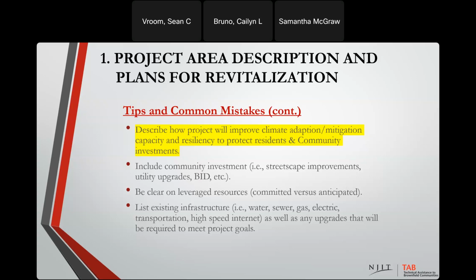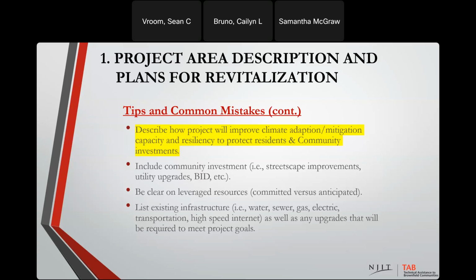You also want to be clear on your leveraged resources. You want to make sure that you distinguish between what's committed versus what you anticipate. And again, this can easily be done in a table. Use tables whenever you can, because they help save you space and they get the point across.